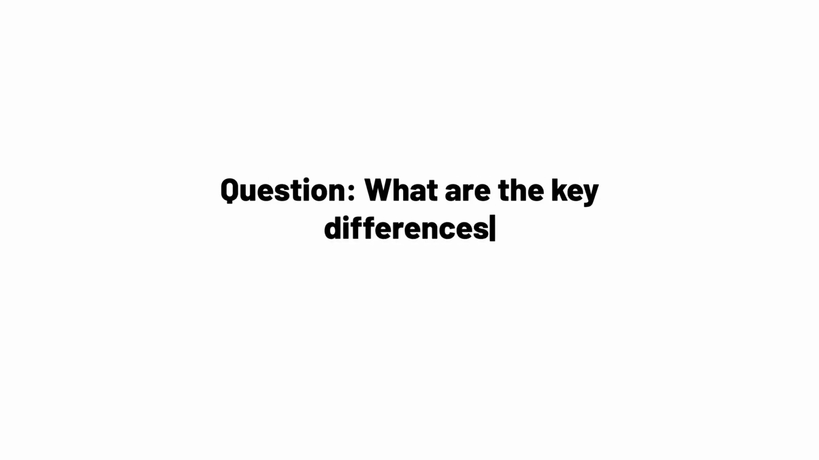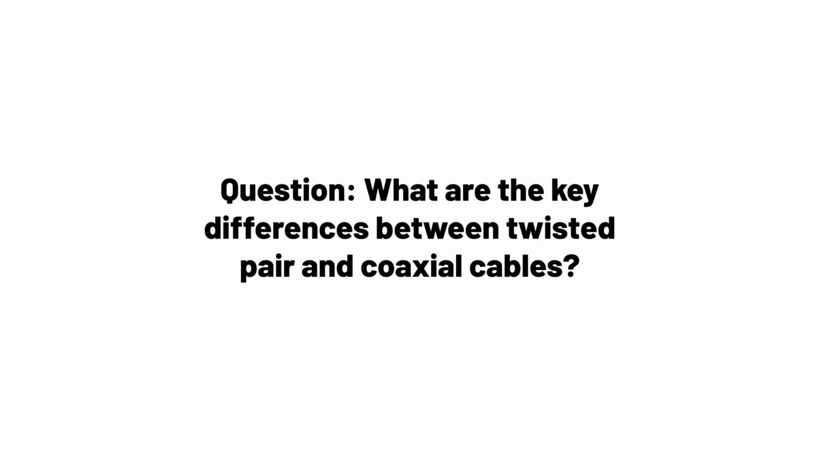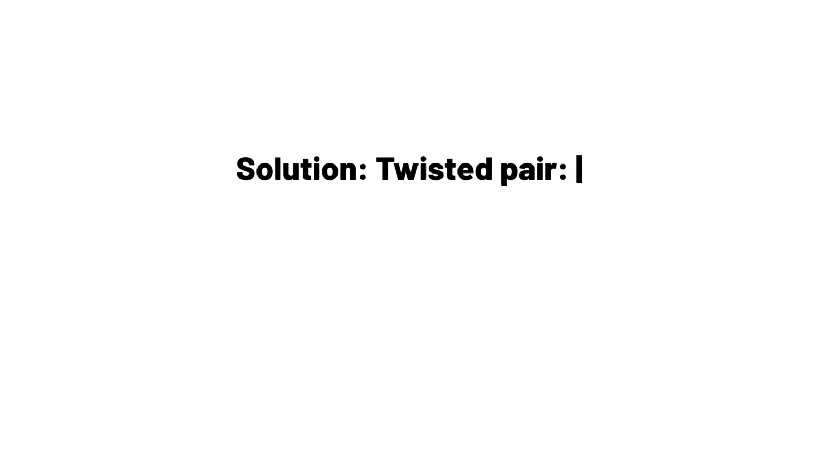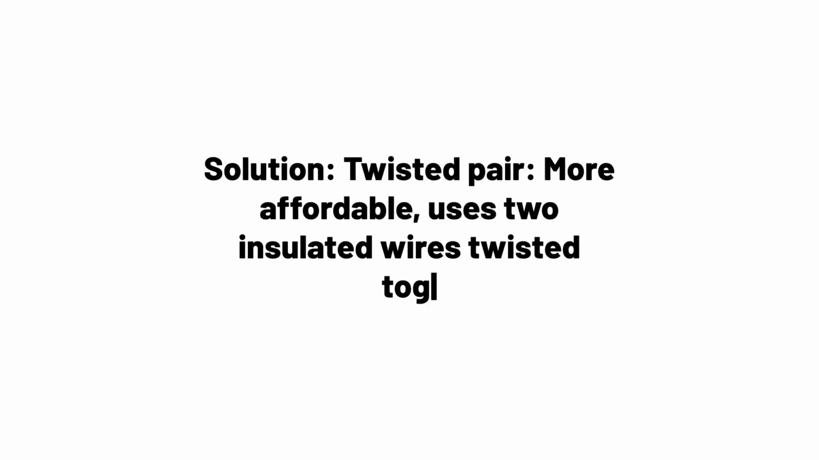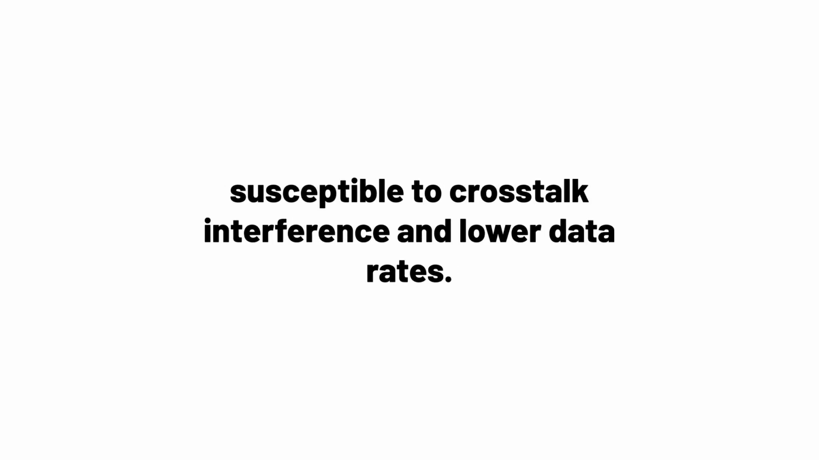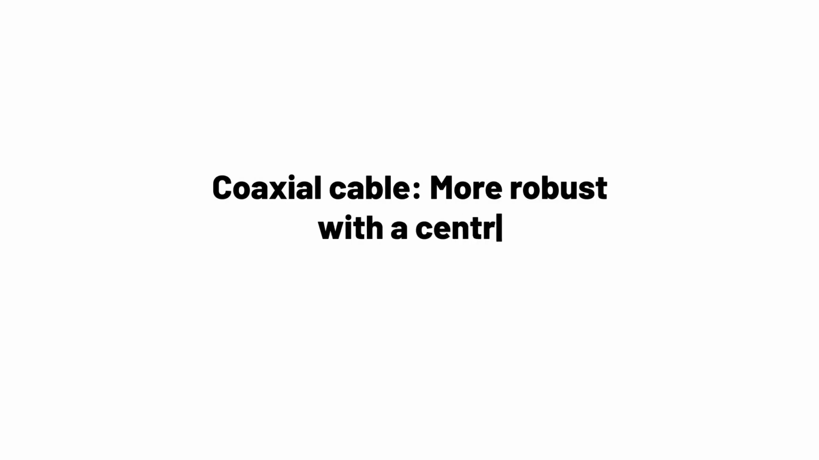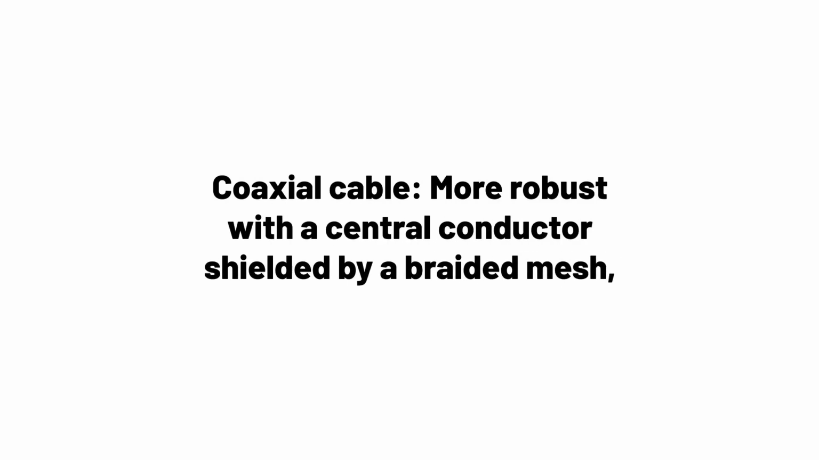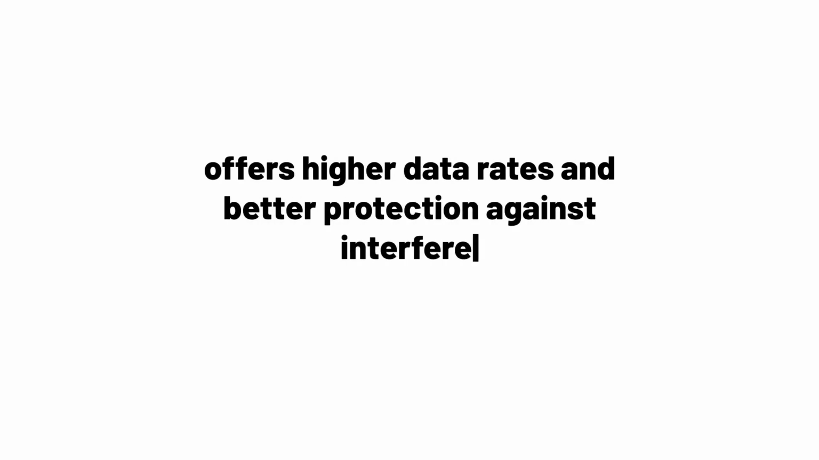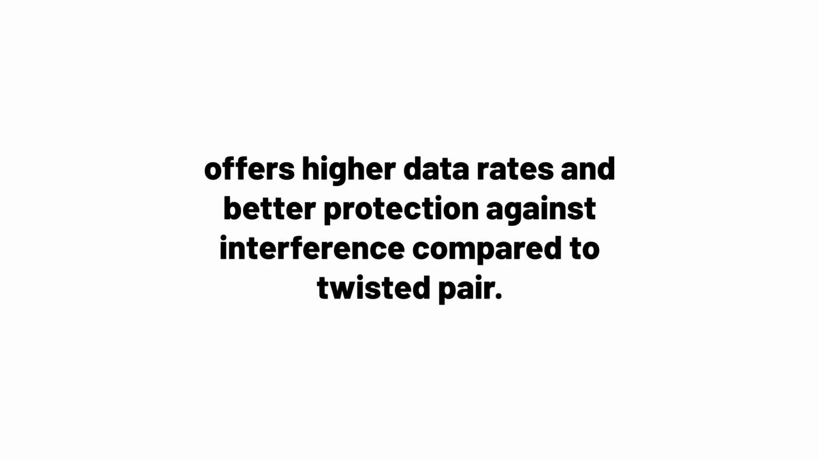Question: what are the key differences between twisted pair and coaxial cables? Solution: twisted pair, more affordable, uses two insulated wires twisted together, susceptible to crosstalk interference and lower data rates. Coaxial cable, more robust with a central conductor shielded by a braided mesh, offers higher data rates and better protection against interference compared to twisted pair.